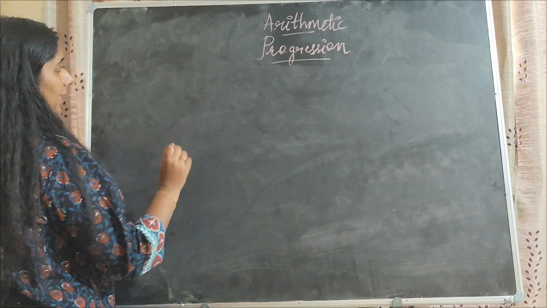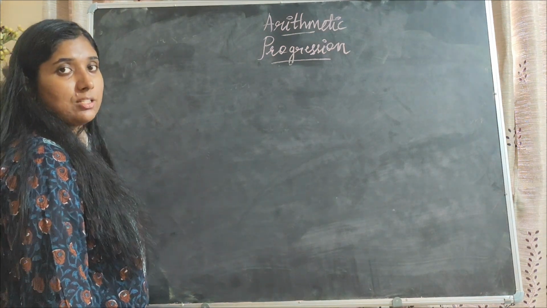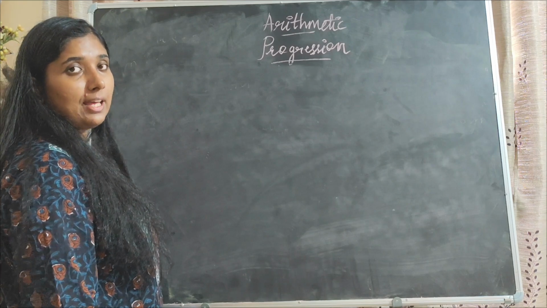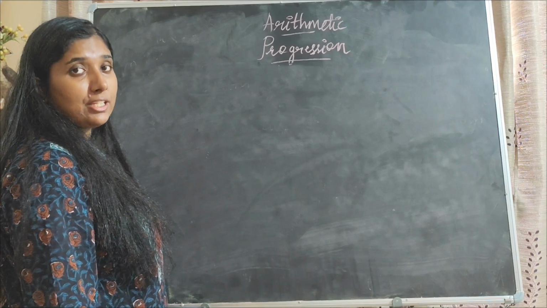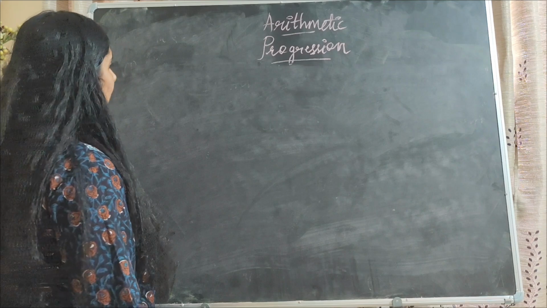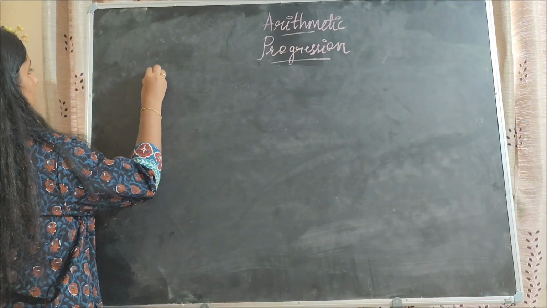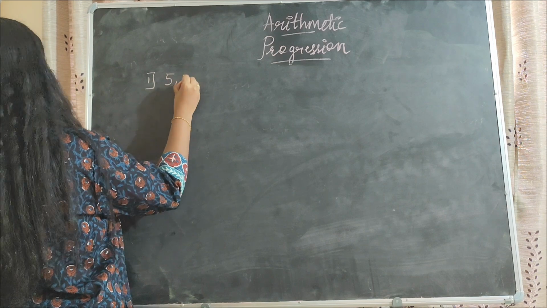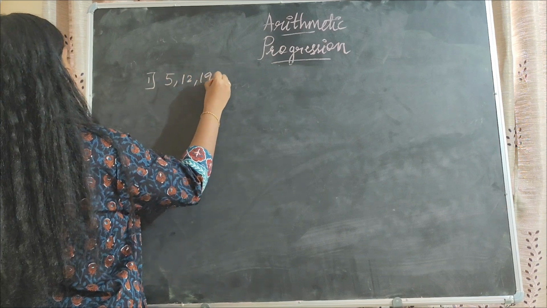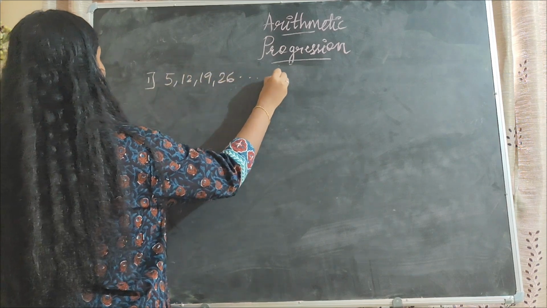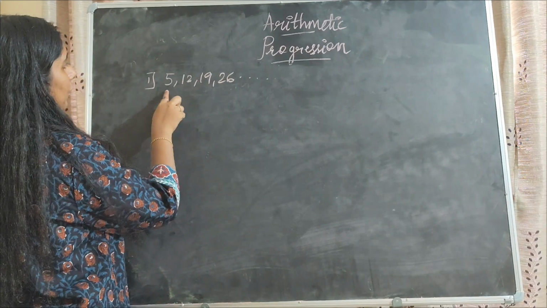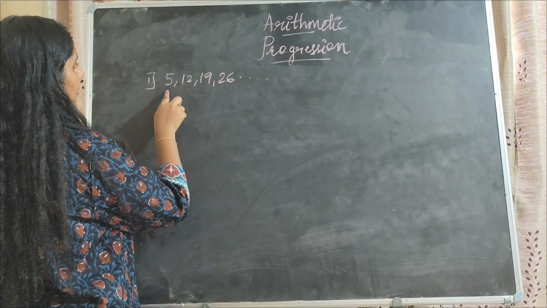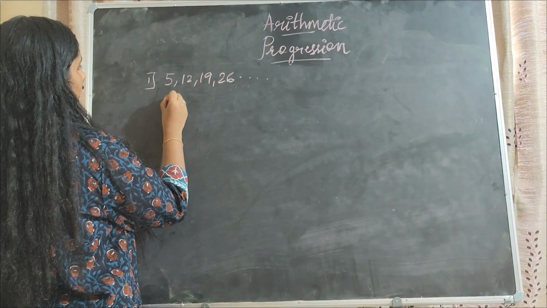Now the question is given as: which of the following sequences are AP, and find the next two terms. So we will find that. First is given as 5, 12, 19, 26 and so on. Can you observe any common difference? 12 minus 5 is 7.